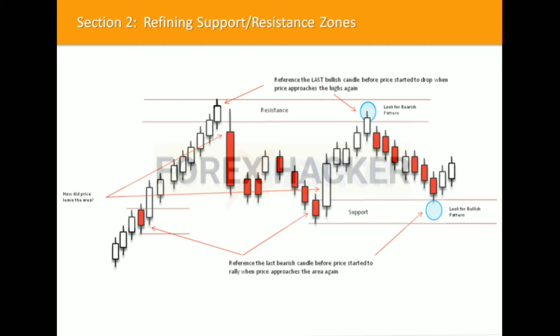So recap, look for price to move away from an area aggressively. In this case, we had a nice uptrend. Price consolidated very briefly, then took a nice breakout, continued its upward move, and then broke away aggressively. In an uptrend, you want to reference the last bearish candle before price broke out, and in a downtrend you want to reference the last bullish candle where price broke out aggressively.